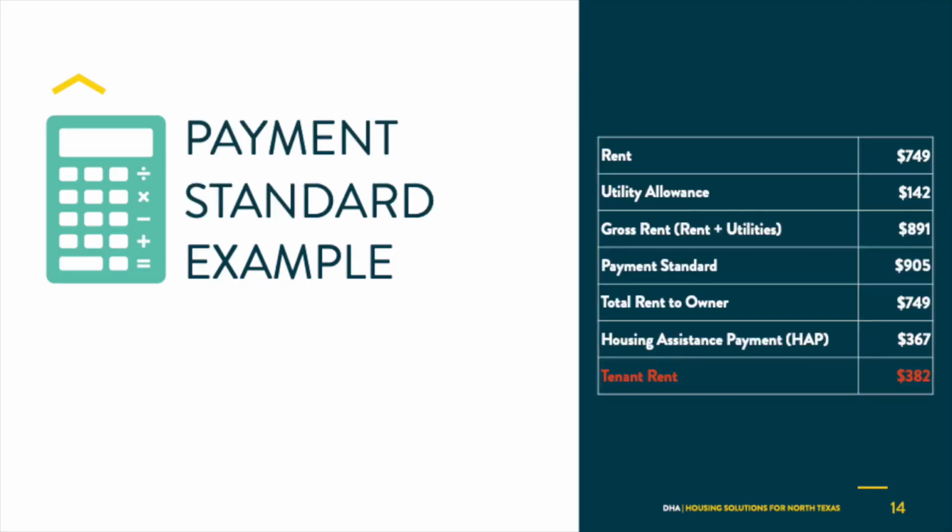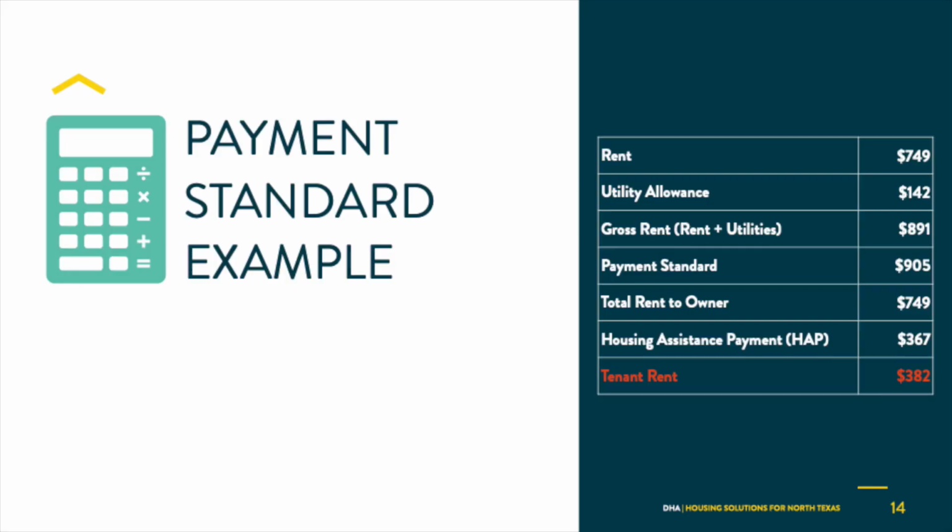In our example, the payment standard for a 2-bedroom unit in the selected zip code is $905. In this example, the contract rent is $749. The utility allowance equals $142.